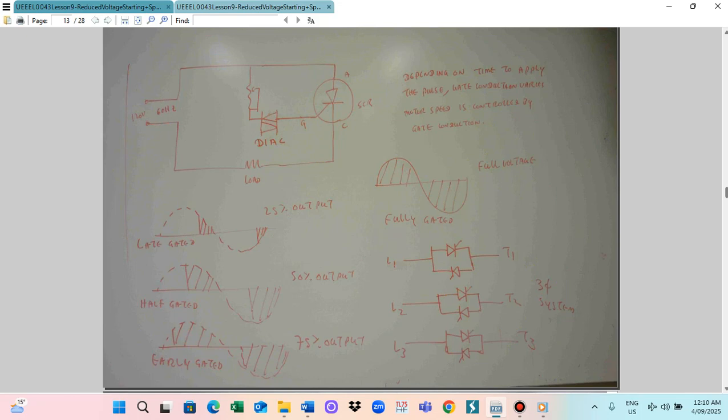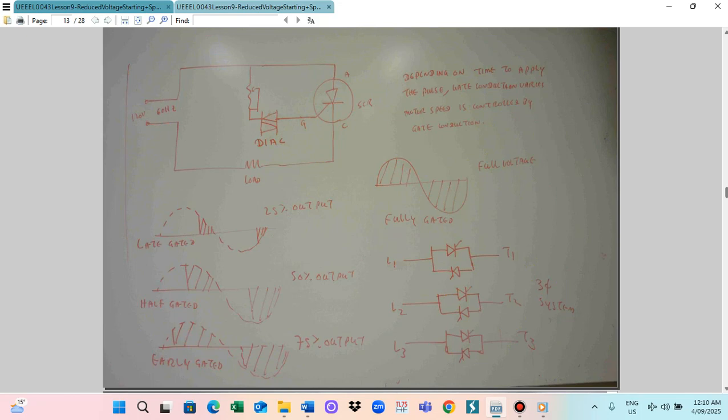So depending on the time to apply the pulse, the gate conduction varies, and the motor speed also varies. So this SCR system we can also utilize for the three-phase system. For the three-phase system, you have to connect the SCR this way. So this is a three-phase SCR drive system.